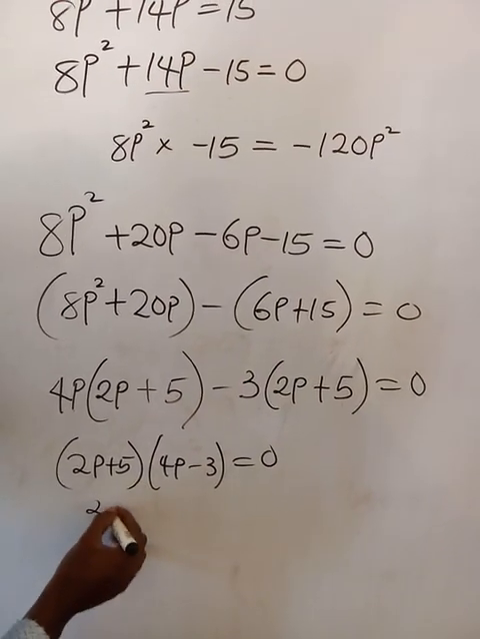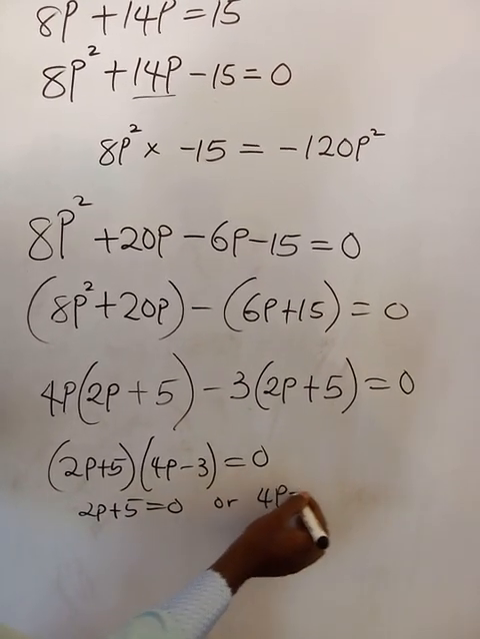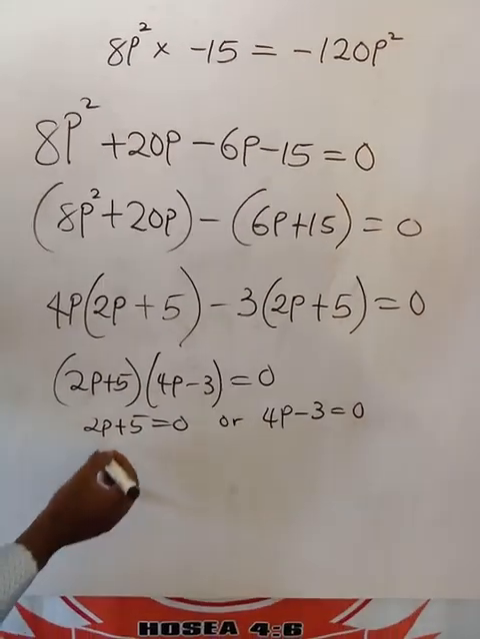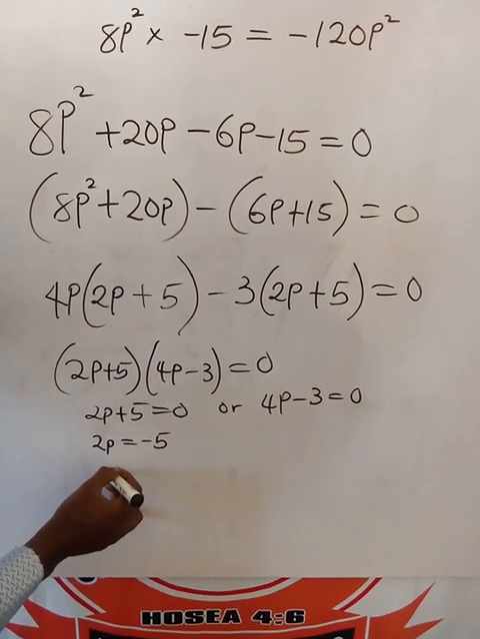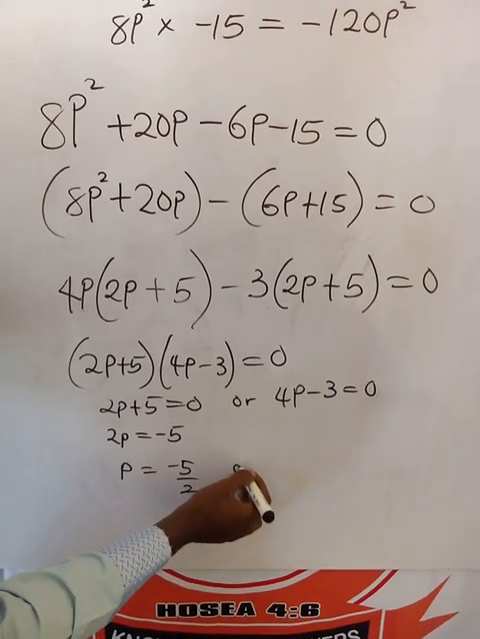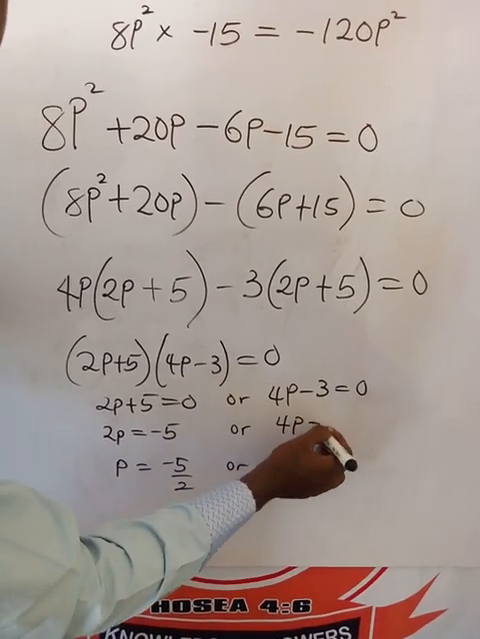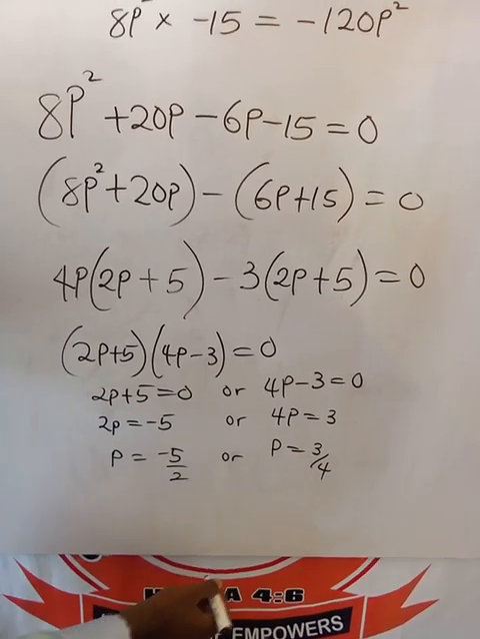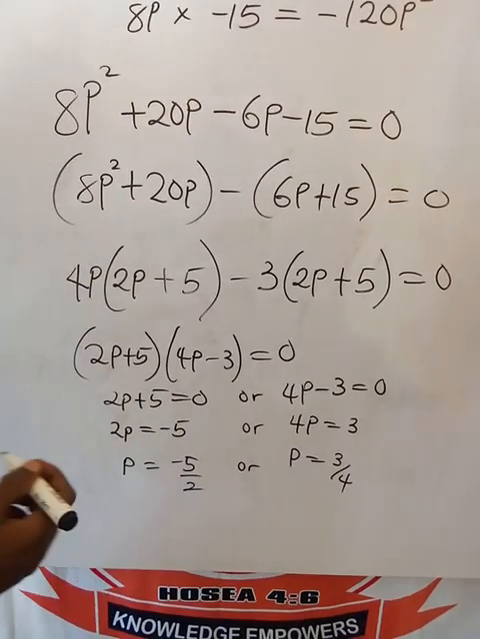What this means is that 2p plus 5 is equal to 0, or 4p minus 3 is equal to 0. And that means here we can say that 2p is equal to minus 5. That simply means that p is equal to minus 5 over 2. Or here we can say 4p is equal to 3 and p is equal to 3 over 4. And this is actually the solution to this very problem.